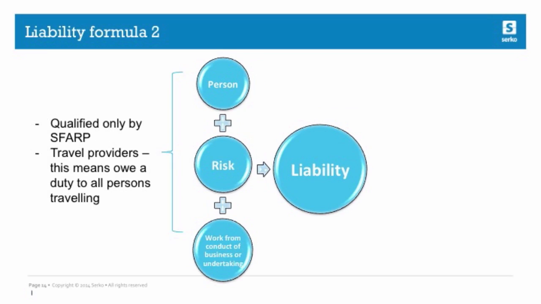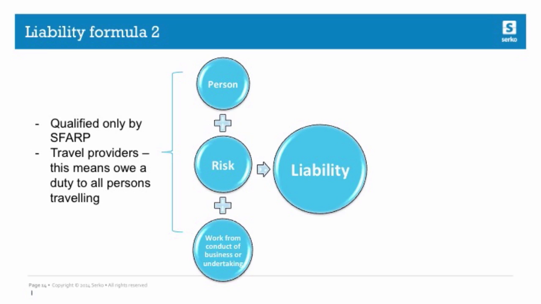We've talked about how the worker liability formula plays out. Now we're talking about the other person's aspect of the primary duty. So you have a person, and that person is put at risk, and that risk arises from work carried out in the conduct of your business or undertaking. Then you have liability, and that's only subject to reasonable practicability. So you have liability if there is a connection with the undertaking.